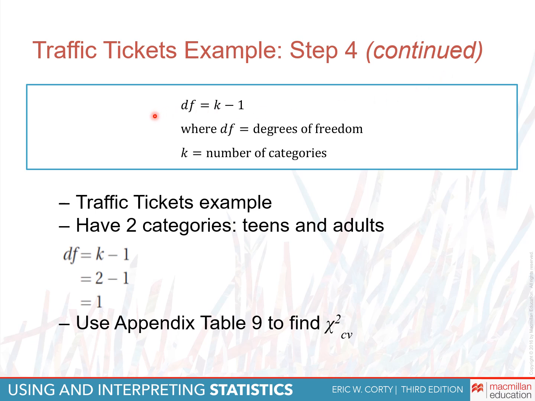So our degrees of freedom is going to be equal to k minus 1, where k is the number of categories for that independent variable. So here we have two categories, teens and adults. So our degrees of freedom is k minus 1, which is 2 minus 1, which is just 1. And so we can use appendix table 9 to find the critical value for our chi-squared.